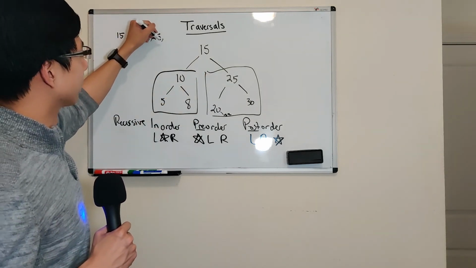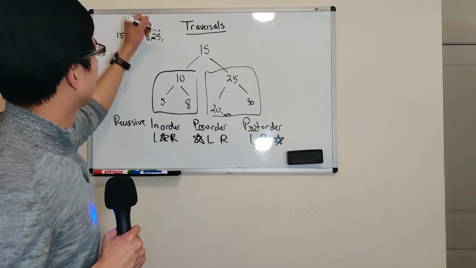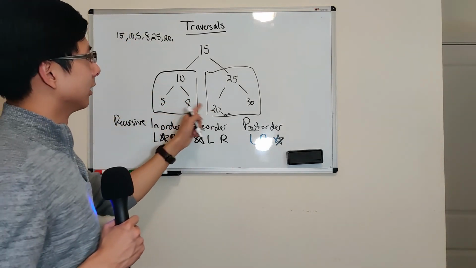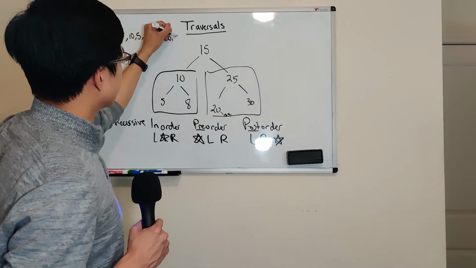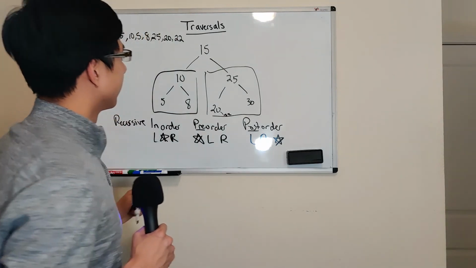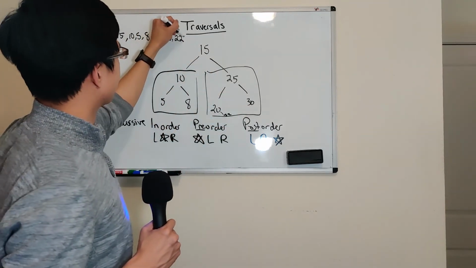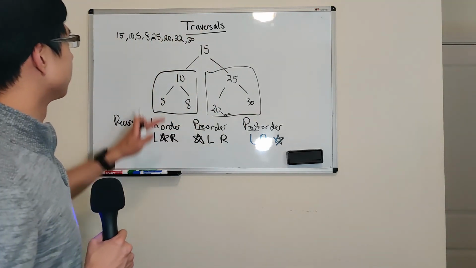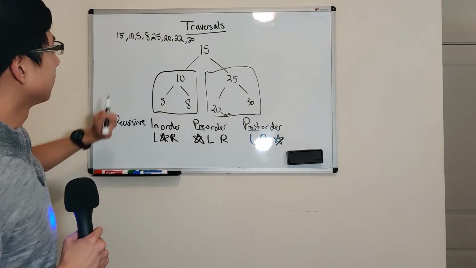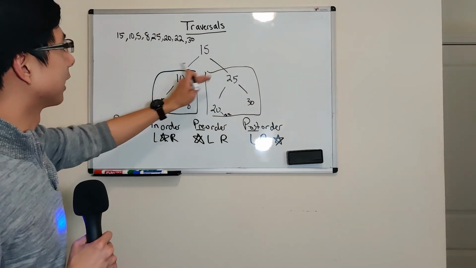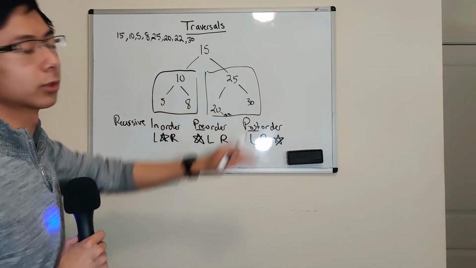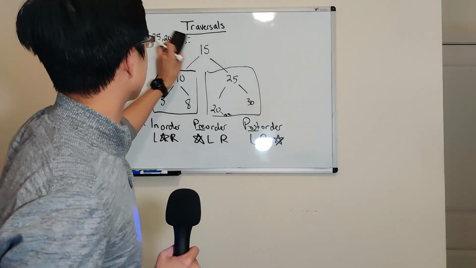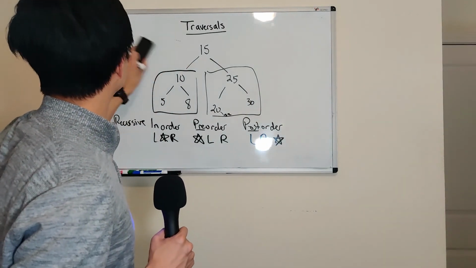And then I call pre-order of its left child, which is 20. And I write down 20 first. And then I write the pre-order of the left child of 20, which is nothing. Then I call pre-order of the right child, which is 22. And then now that I finished this left, I can move on to the right, which is 30. And 30 doesn't have any children to work with. So the pre-order traversal of this would be 15, then 10, then 5, then 8, then 25, then 20, then 22, then 30.